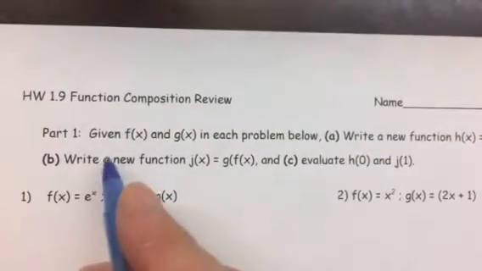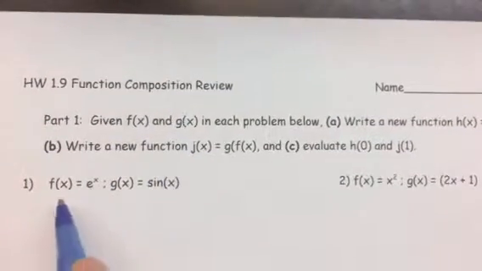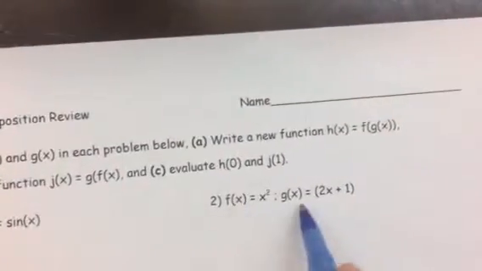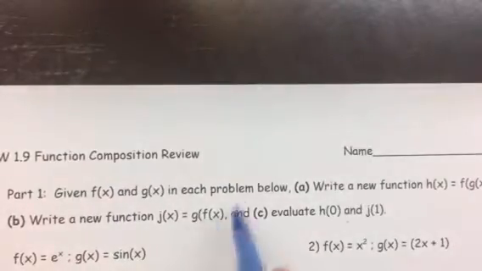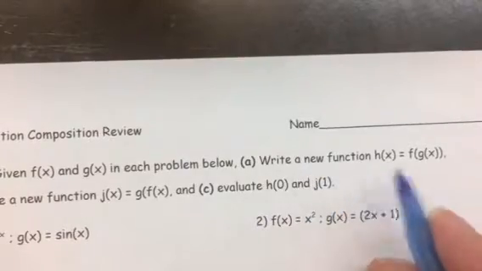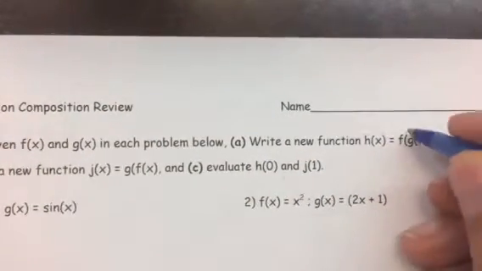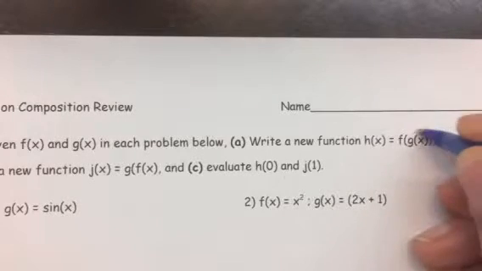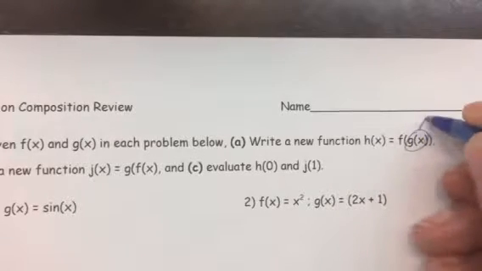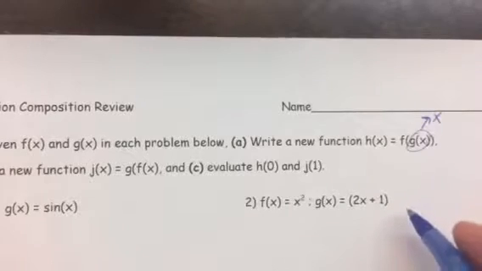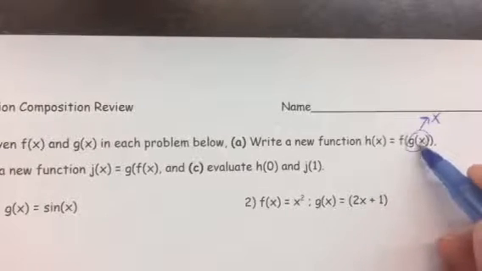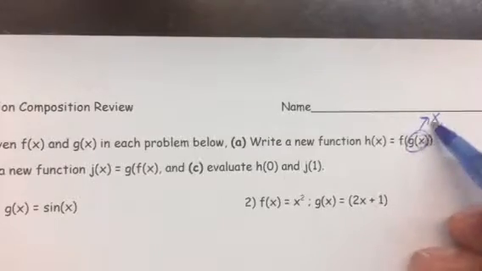So, given f of x and g of x, every time it's going to give us two functions, f of x, g of x. Write a new function, h of x, that's going to equal f of g of x. Let's remember what this means. f of g of x means you take g of x and plug it in for x into f of x, because f of x says whatever x is, that goes into f. Well, g of x is the new x, so g of x goes in for x.